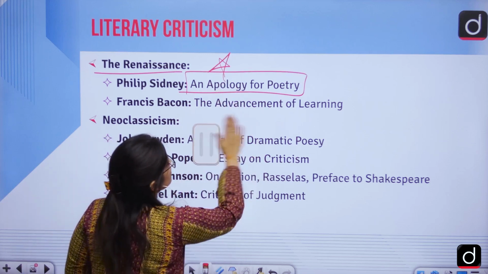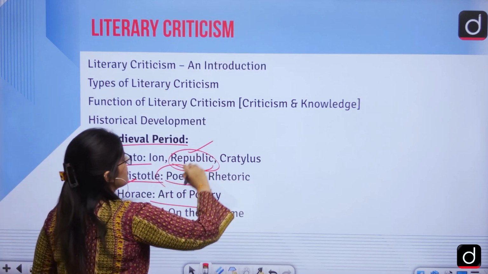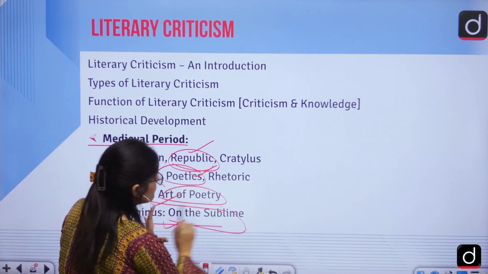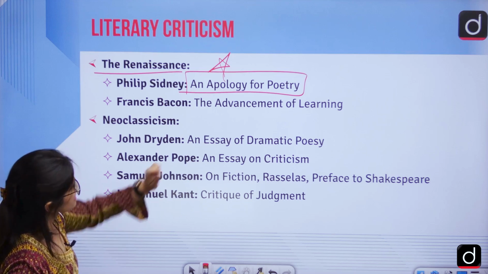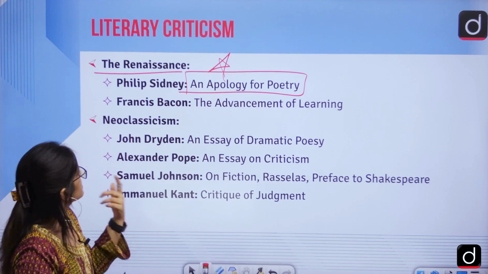Not all the texts you have to study in detail. A few texts should be studied in greater detail, like Republic, Poetics, Art of Poetry, and On the Sublime. These are the one-go reading texts, but your Republic and Poetics should be read in greater detail. And the Apology for Poetry is very, very important, and the Advancement of Learning.